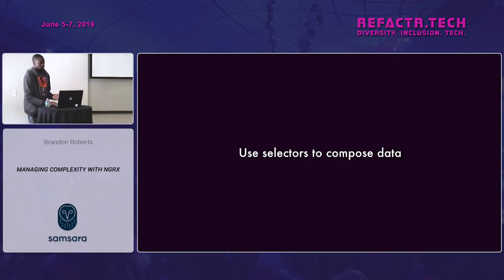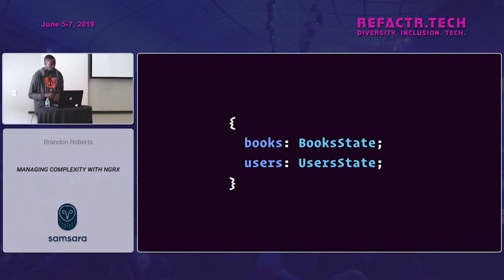So we also use selectors to compose data. As I mentioned before, you can use these smaller selectors to make more complex data structures or substates, as I call them. So here we have an interface of books and users. Now, whether these pieces are loaded lazily or eagerly really doesn't matter in this case. Once all that data is there, selectors combine them to produce new data.